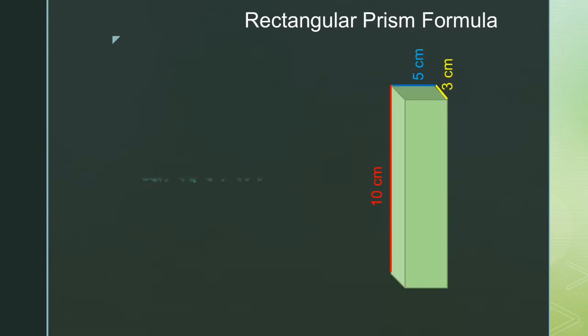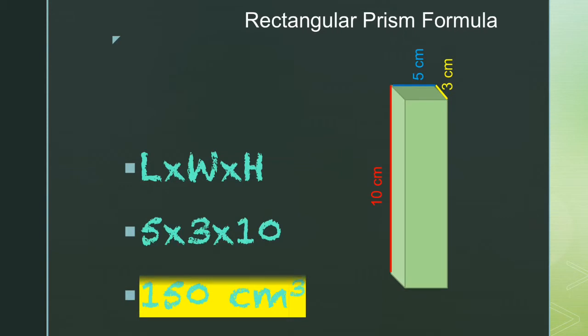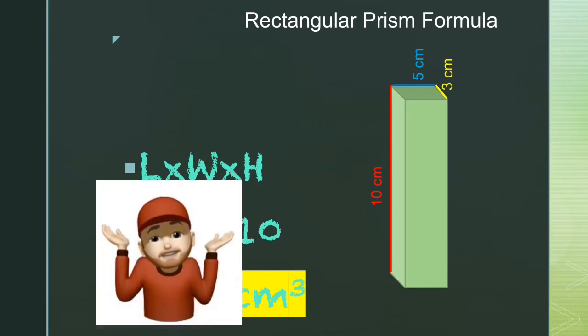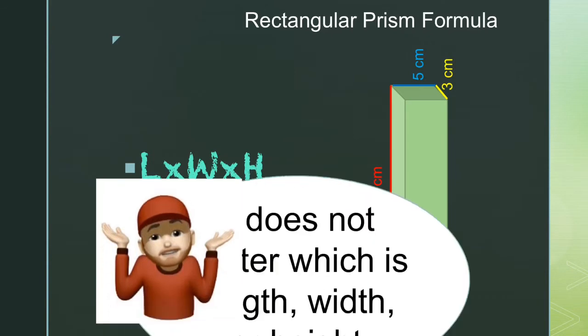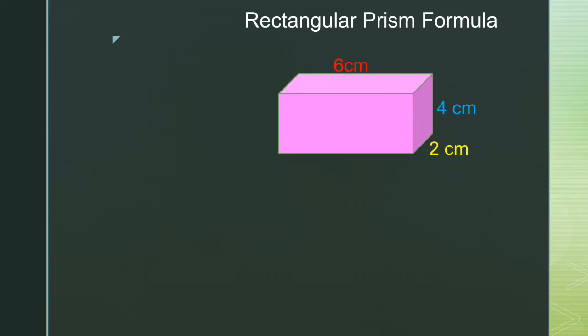Now, what if I took the exact same figure and I just changed its orientation and faced it this way? Now, all of a sudden, it doesn't look like 10 is the length anymore. Now, maybe 10 is the height. Notice we substitute the 3 numbers in that way, and we get the exact same answer. What does this lead you to believe? Well, Marcus Avatar says it does not matter which is the length, the width, or the height. They're interchangeable because of the commutative property.